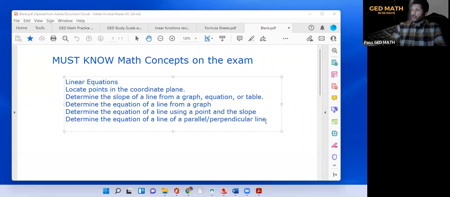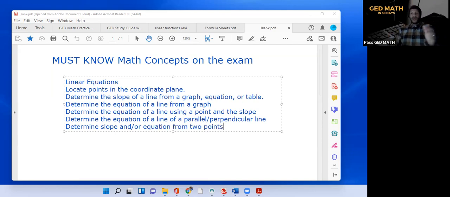Okay. You have to be able to determine the slope and/or the equation of a line from 2 points. Guarantee. So now let's look at this.